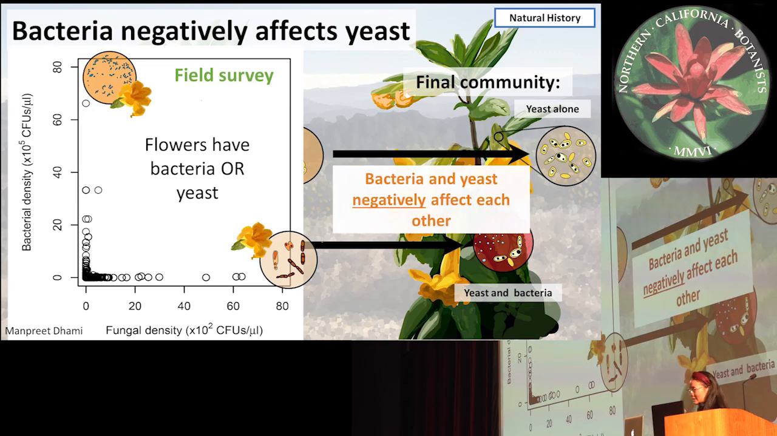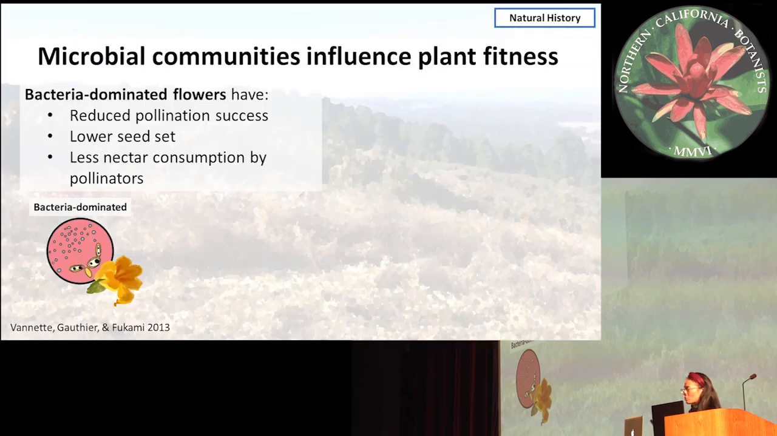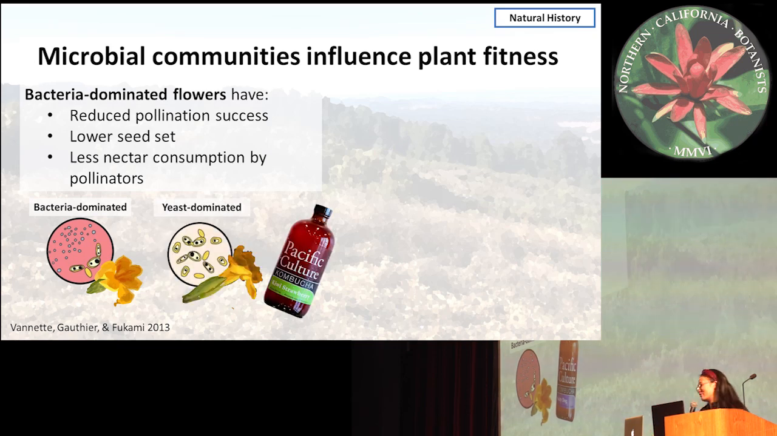So, okay, that's all fine and dandy, but as a botanist, why do we care about this? Well, the microbial communities have really big impacts on plant fitness. We've seen that bacterially dominated flowers have reduced seed set, they're less attractive to pollinators, and there's less nectar consumed by pollinators. So you might think of a bacteria-dominated flower as kind of a not-so-tasty kombucha, like a salty dog. Sorry if you like salty dog.